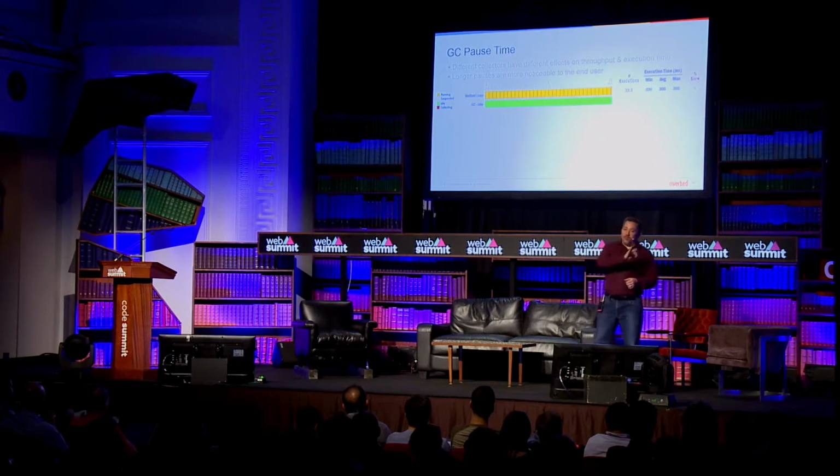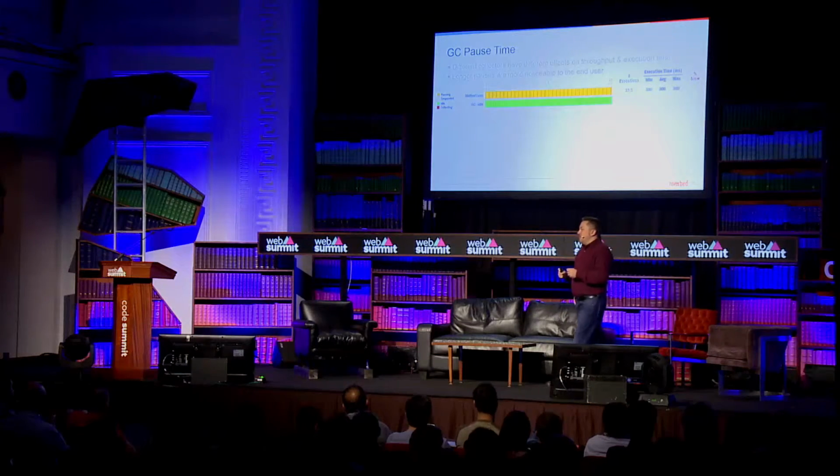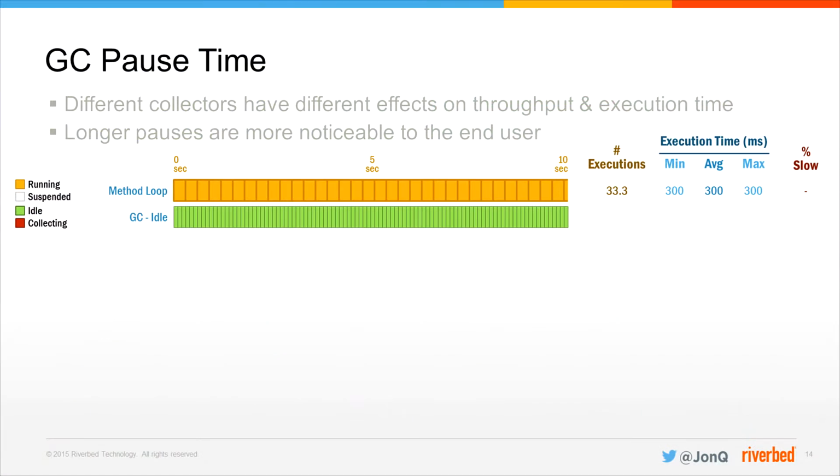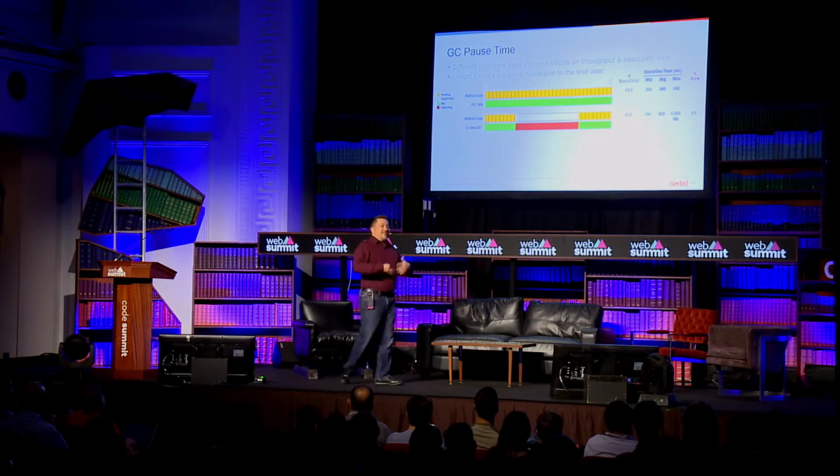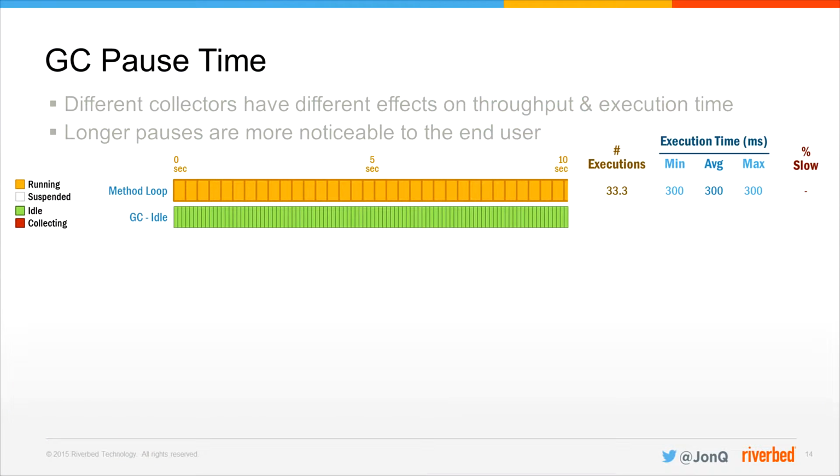So here's an example of a piece of code that we're running in a constant loop, the same method over and over, and the state of the GC. This is the best state. There's no GC occurring. I've got 33 executions, and the min and max response time is 300 milliseconds. That's my starting point.